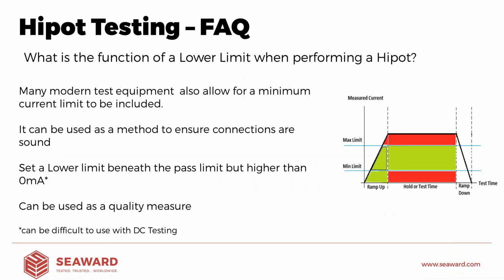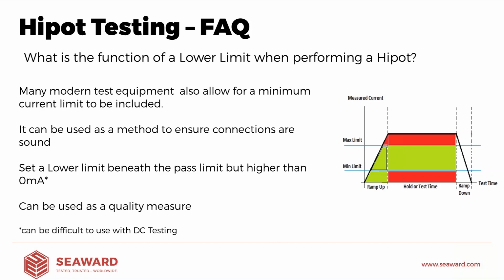Now, we often get asked, because most modern testers also have a lower limit, so we can apply a low limit to the equipment under test. What is the function of that low limit? It's true that for the sake of the standard, we just need to be lower than our trip limit. We need to make sure the product's safe. But there are situations where a low limit can help to determine whether or not we're actually testing the product properly.